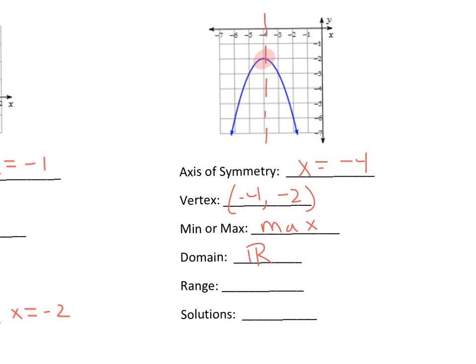Domain's always all reals. All right, your range is y. Now, since it's going down, it's less than or equal. And then again, where is our cutoff right here? Well, your cutoff would be at the -2, or you can just pull it right from here. Now my solutions here is where does it cross the x-axis? In this case, it does not ever touch the x-axis. Therefore, there are no solutions.